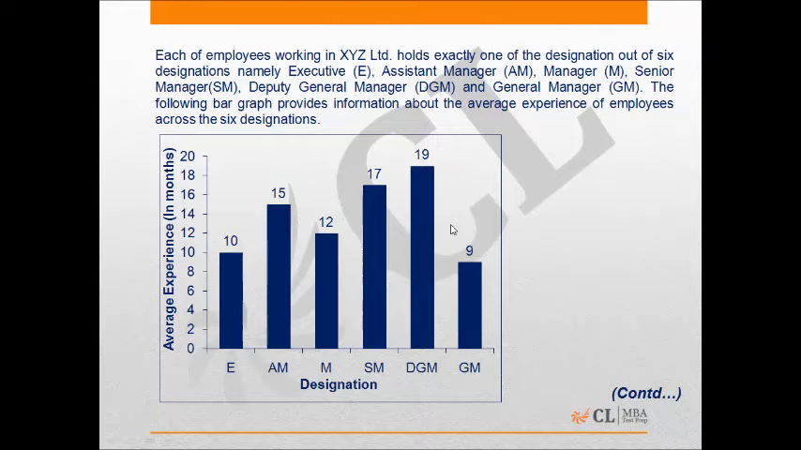As per the given information in this set, each of the employees working in XYZ Limited holds exactly one designation out of the given 6, and the chart shown below gives the average experience in months of employees across the 6 designations, which means the average experience of all the executives working in XYZ Limited is 10 years, and that of all the senior managers is 17 years.